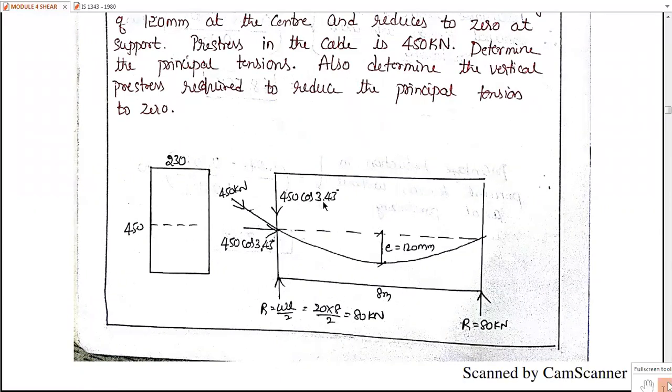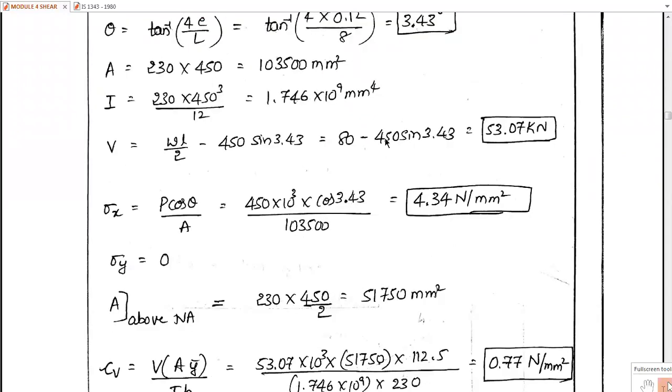450 sin 3.42. Now we get the shear force as 53.07 kilonewton. That is the shear force, equal to 53.07 kilonewton. Now sigma x is equal to the same formula, P cos theta by A.